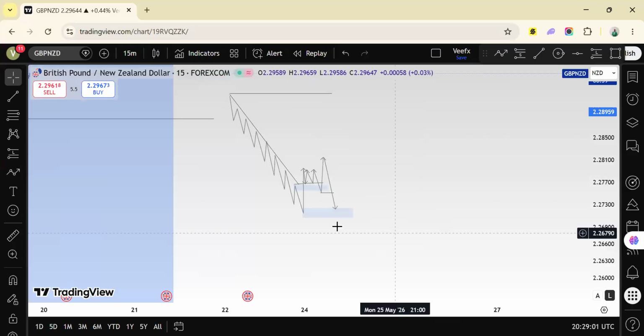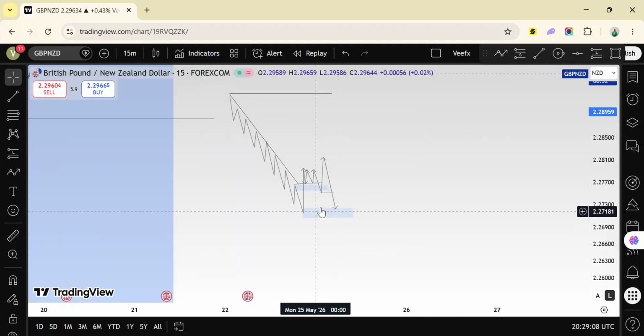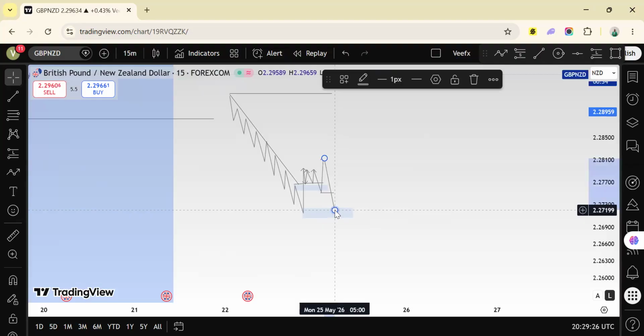That confirmation is also a market structure shift concept. Take note, that confirmation that you are looking for at your higher time frame POI must also be a market structure shift. If that is your confirmation and you do not see a market structure shift, then that POI is not valid, or I will not use that POI. I will not enter from that zone.